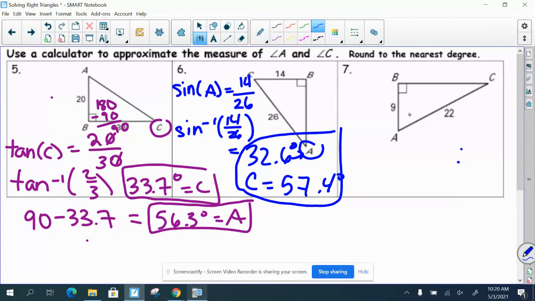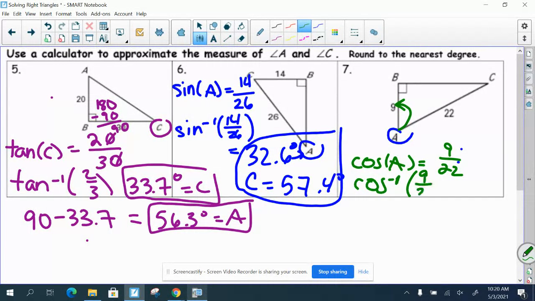Okay, and then this one, let's look from angle A again. So we know the adjacent side and we know the hypotenuse, so that would be cosine. So cosine of A equals 9 over 22, and then do the inverse. Cosine inverse of 9 over 22. Maybe I didn't explain this well enough, that this -1 symbol means inverse. So we don't say sine to the -1, we say sine inverse.